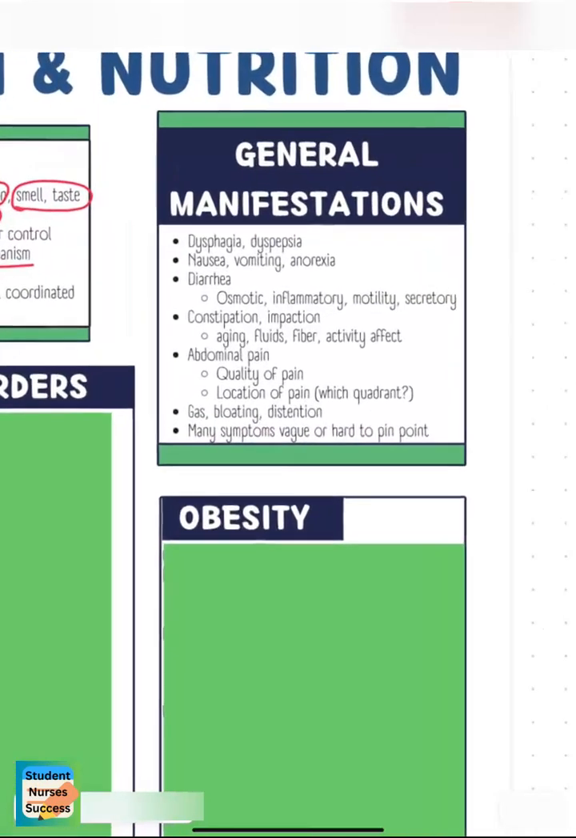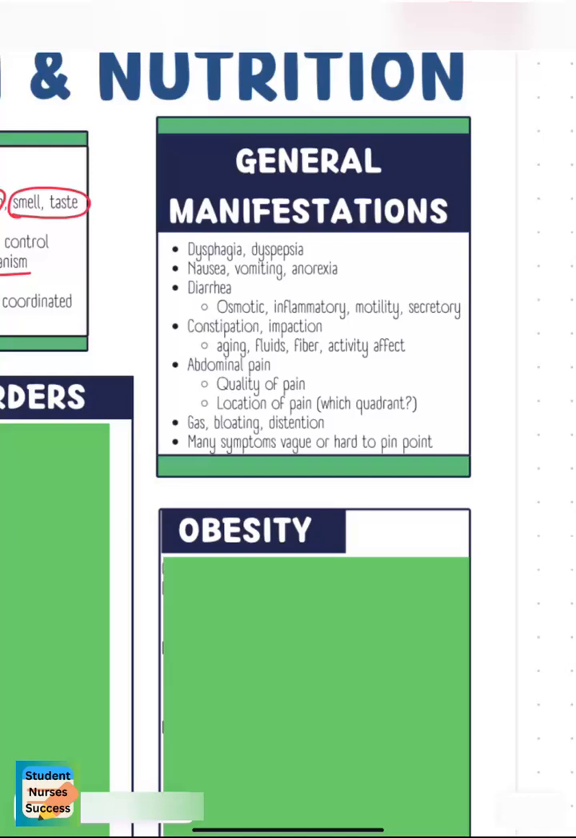Let's talk about a few of the general manifestations you're going to see in all of these GI disorders. Now, each GI disorder won't have all of these manifestations, but you could have a range of any of these. Dysphagia, which is difficulty swallowing, and dyspepsia, which is heartburn. These we'll see sometimes with esophageal and stomach disorders. Nausea, vomiting, and anorexia, meaning not feeling like eating, are very common as well in GI disorders.